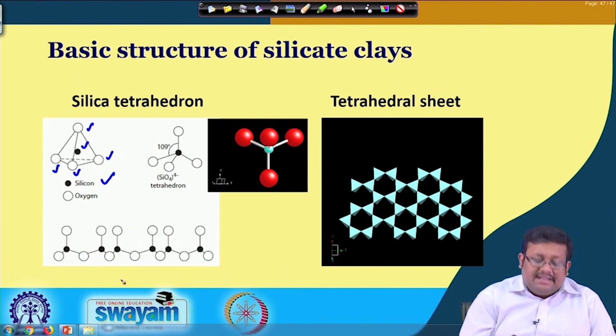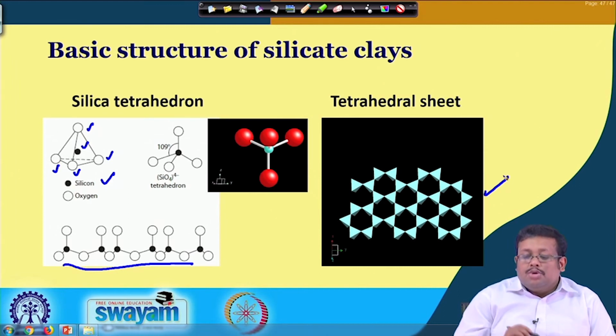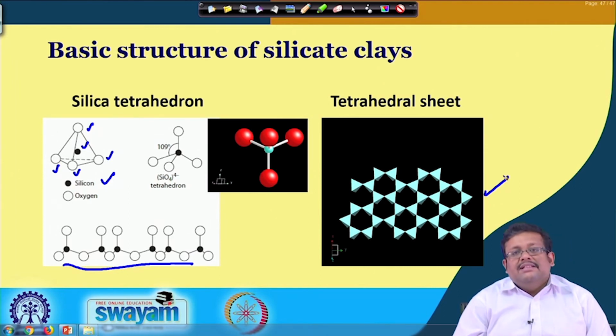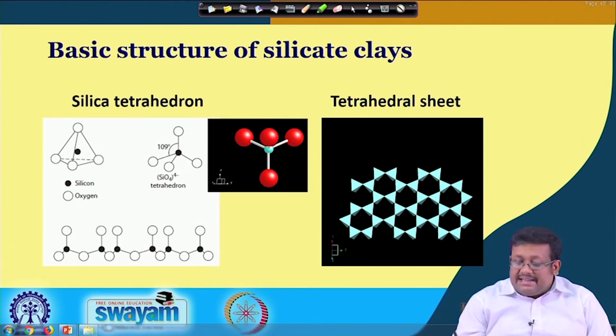When all the silica tetrahedra share one oxygen with the adjacent tetrahedra, they form a sheet-like structure just like this. This is called a tetrahedral sheet, and it is one of the major sheets which actually builds the soil clay structure. So, this is the silica tetrahedra.